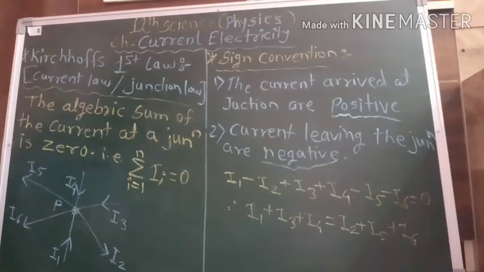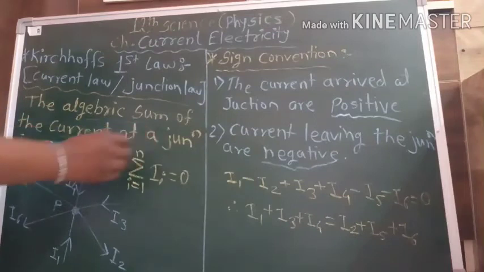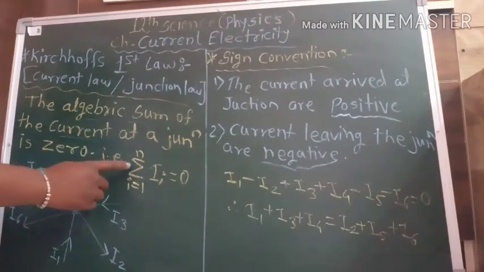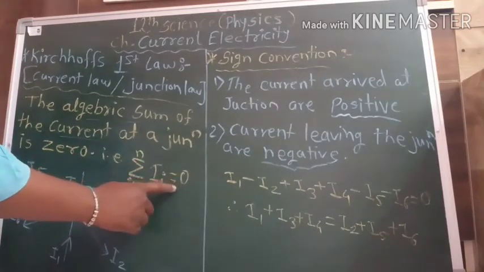Then the next point is Kirchhoff's first law. It is also called the current law or junction law. We know the junction means the point at which current can be split in the electrical network or electrical circuit. The first law is: the algebraic sum of the current at a junction is 0. That is, summation of I suffix i, for i equal to 1 to n, is equal to 0.